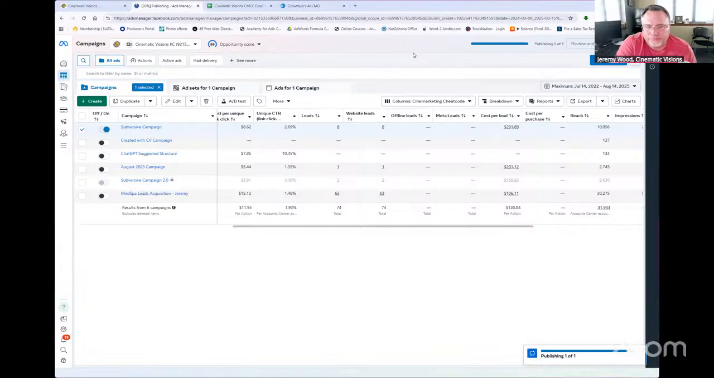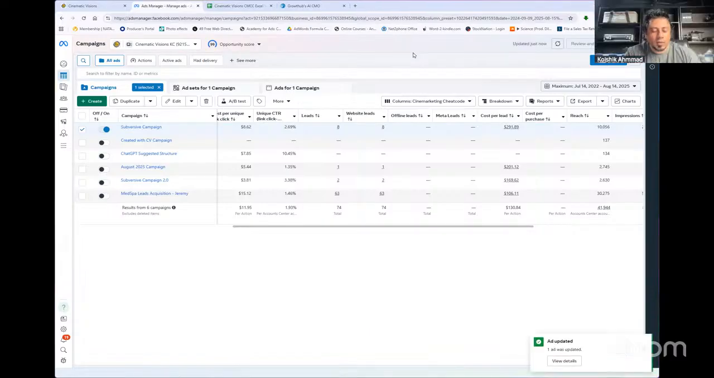The second thing is, in the event that this does not work, we're going to duplicate that ad set, not the ad. We're just going to duplicate the ad set and we're not going to touch anything. And we're going to give that a go the second round, and then if anything, the third round.